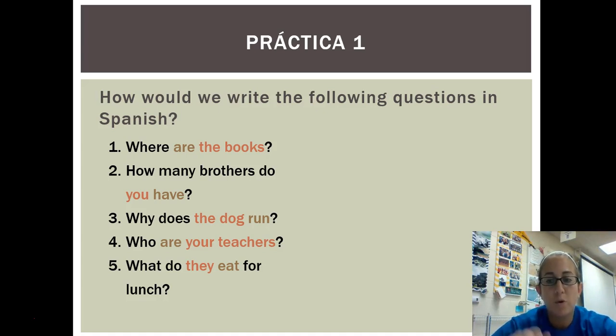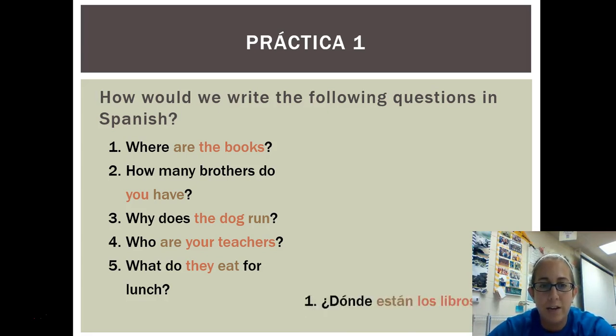So it might help if you underline your subject and then maybe put a box around your verb or something like that, something visual that's going to help you make sure that you've got your verb first and then your subject follows. So go ahead and hit pause. This might take you a couple minutes, but please make sure you're processing through this and write down any questions that you have. And we'll go over your answers here once you're done. Okay? Good luck.